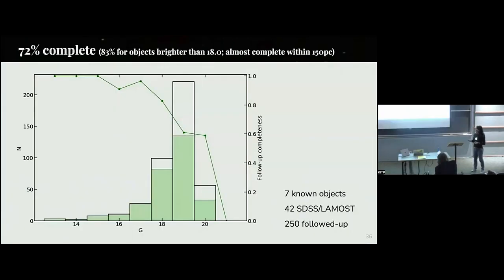There were initially only 7 known objects in our sample and a few tens with SDSS or Lamotte spectra, and we have followed up 250 so far. So the sample is around 72% complete, as illustrated here.